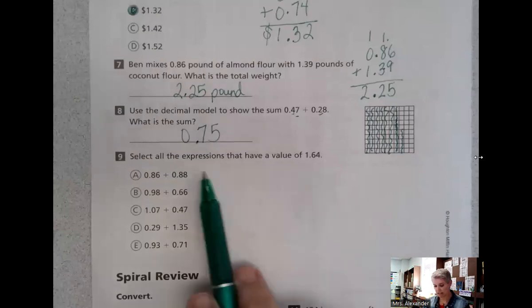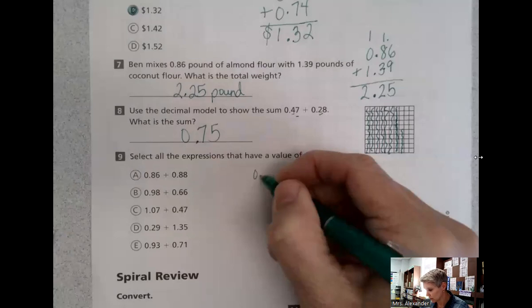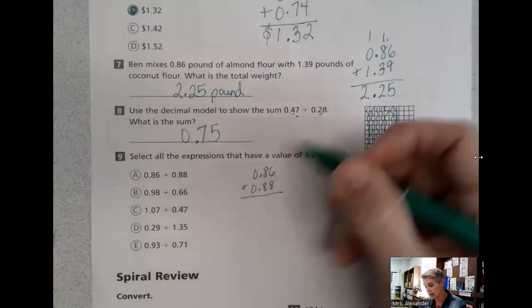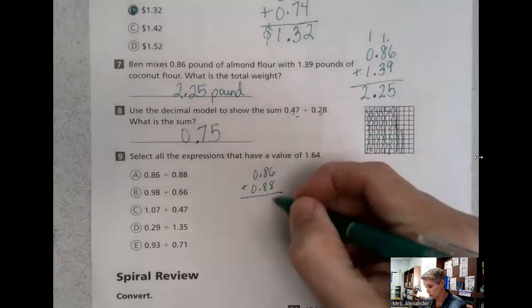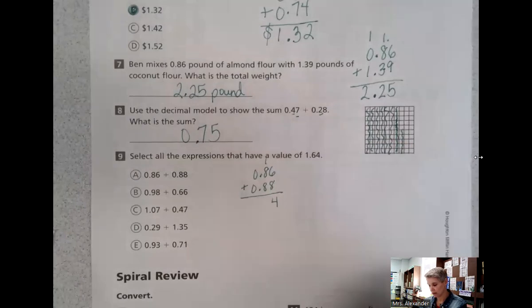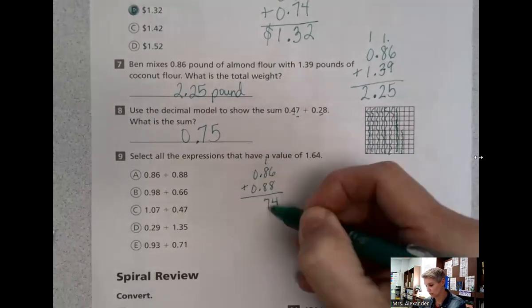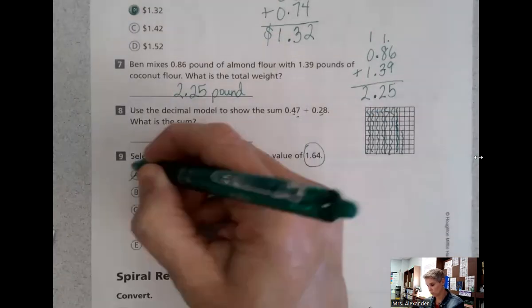Select all the expressions that have a value of 1 and 64 hundredths. We're going to have to do a little bit of work here. I'm going to write a little bit smaller for each of these to keep some room. Again, lining everything up. 6 plus 8, 14. Regroup. 8 plus 8 is 16, plus 1 is 17. Regroup. Drop down your decimal. 1 plus 0. We're looking for 1 and 64 hundredths, so A doesn't work.